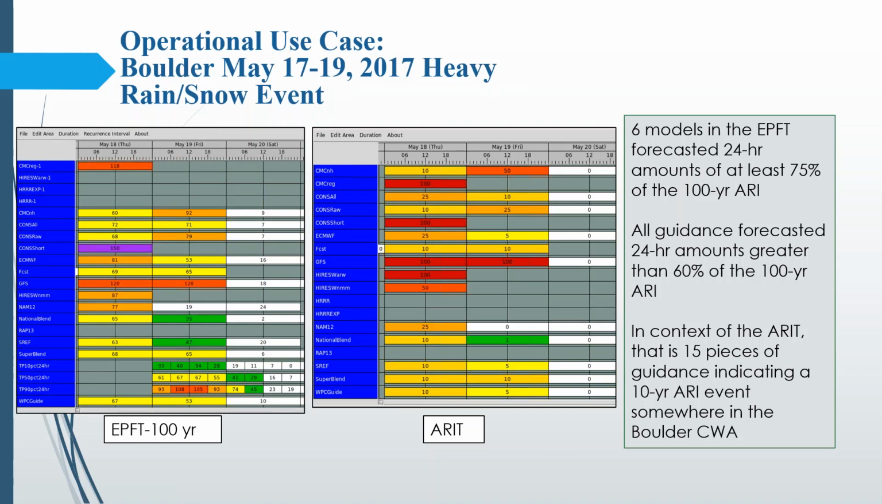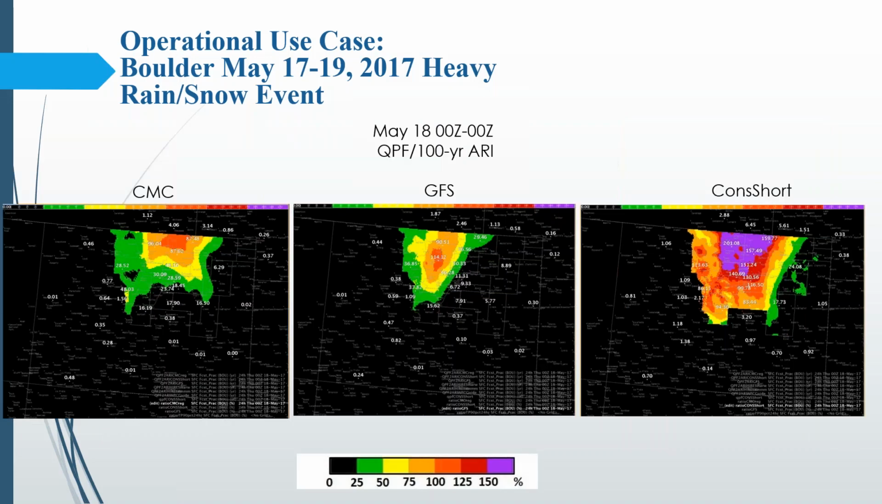The question is, because this was a late season snowstorm or snow rainstorm, were the impacts going to be snow related or heavy rainfall related? So let's take a look at some of the results that came out of the EPFT. Now remember, this is the fraction of the QPF to the 100-year ARI, and the interesting results came from the CMC, GFS, and CONSHORT.